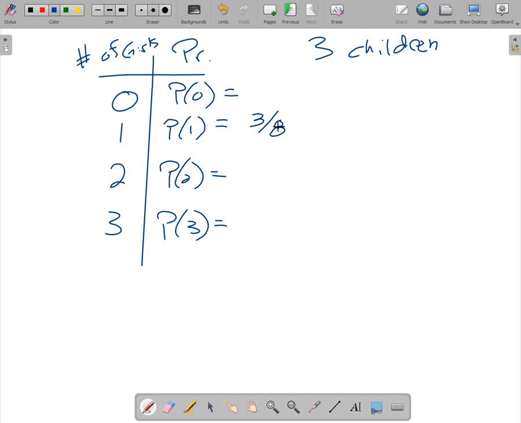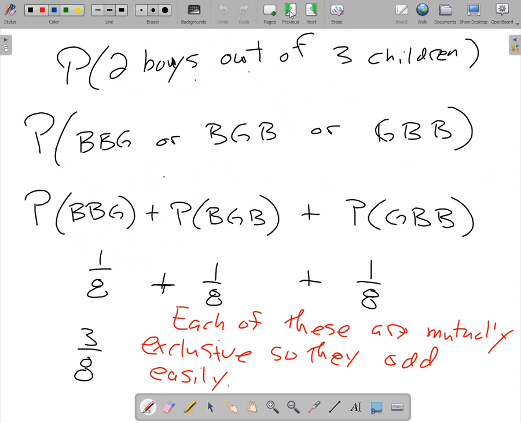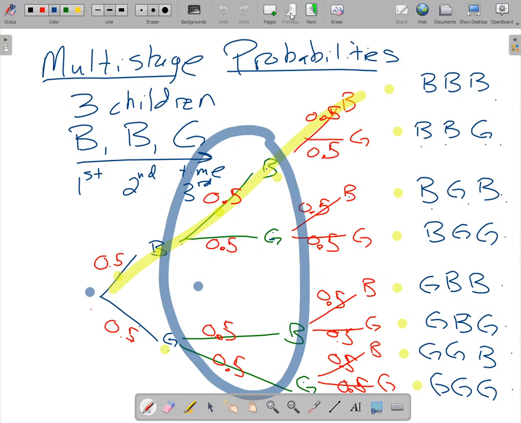So what do you think about no girls? Probability? Probability of one girl is 3/8, because we did that one earlier, because having one girl is the same as having two boys out of three kids. Remember, those are out of three children. No girls, what's the probability? 1/8. If you have no girls, that means it must be boy, boy, boy. And that only happened once, right there.